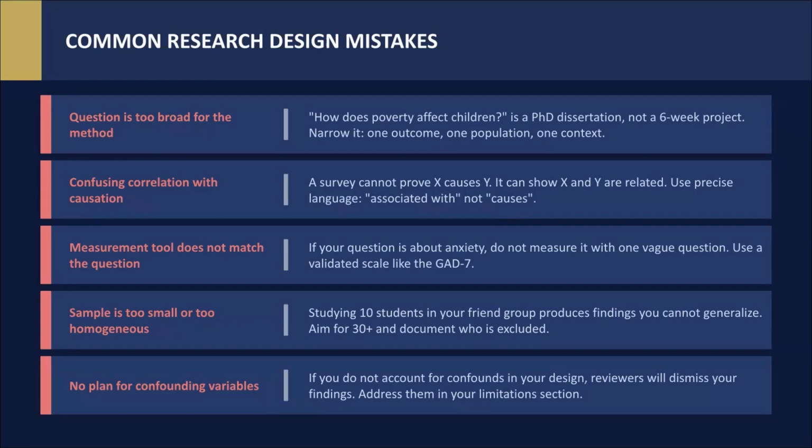Measurement tool does not match the question. If your question is about anxiety, don't measure it with a vague question. Use a validated scale like the GAD-7. The sample is too small or too homogeneous. Studying 10 students in your friend group produces findings you can't generalize. So aim for over 30 and document who's excluded. No plan for confounding variables. If you don't account for confounds in your design, reviewers will dismiss your findings. So make sure they're addressed in your limitations section.